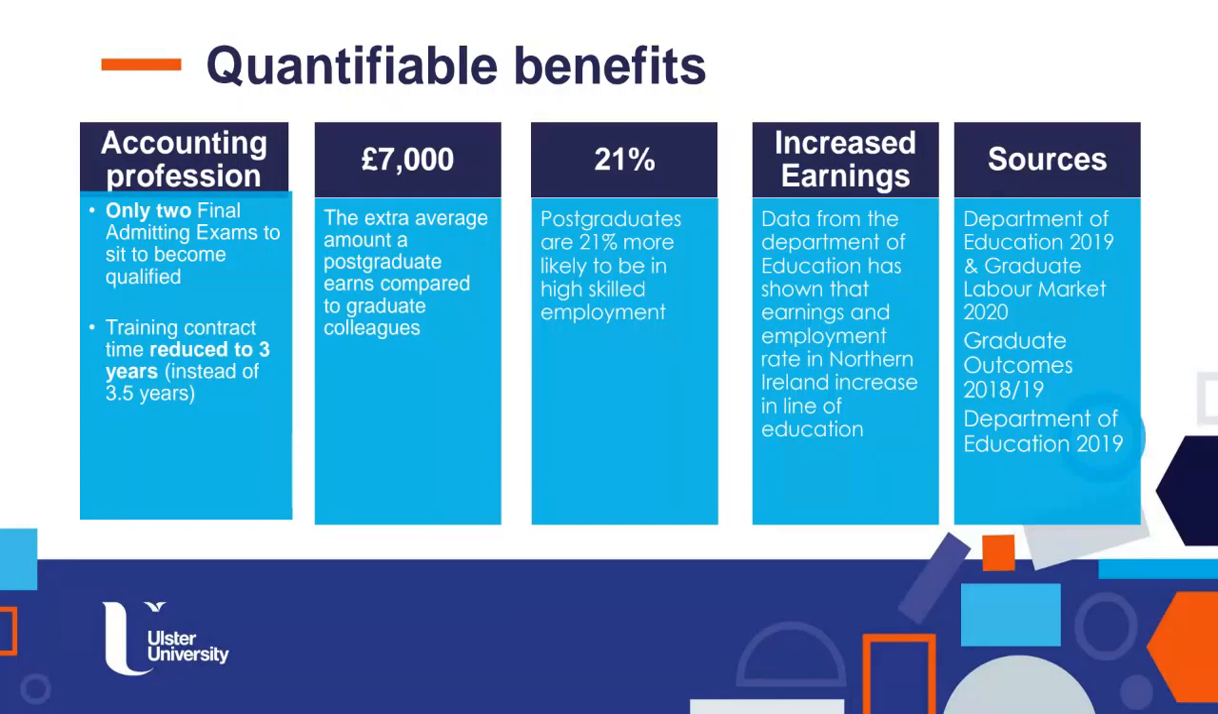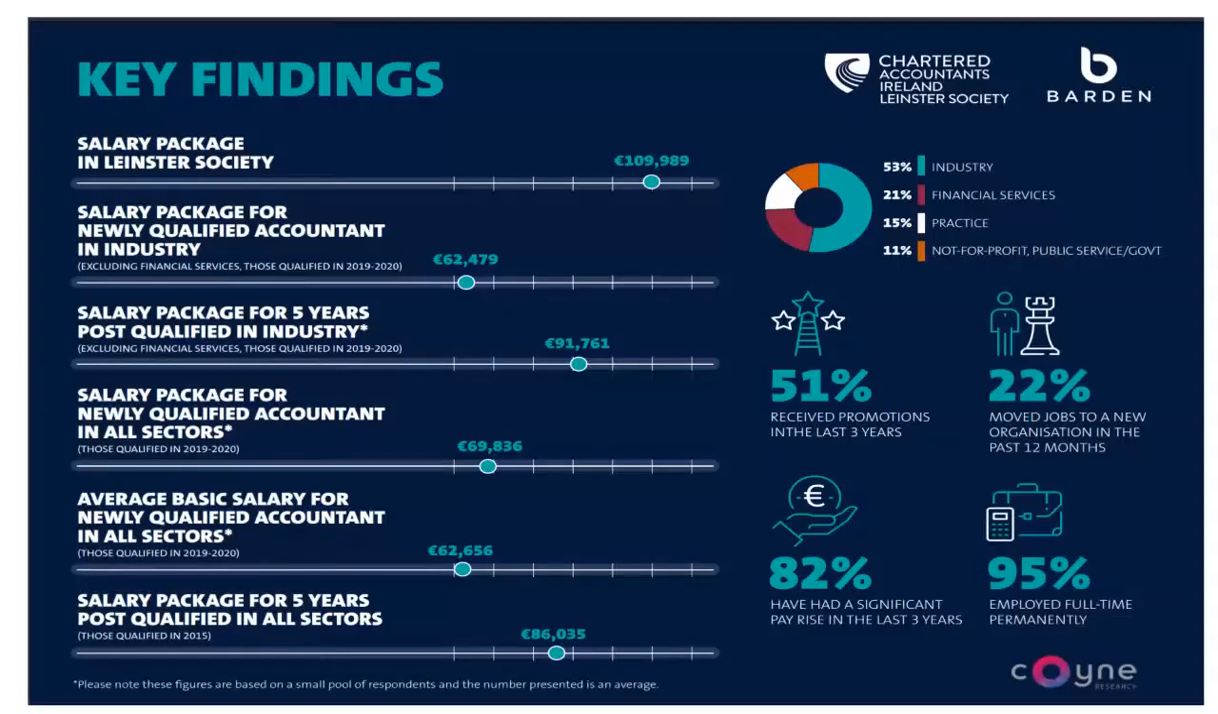You can see some other statistics there that are coming off the recent graduate labour market surveys and the Department of Education surveys. The likes of extra earning potential, 7,000 earned compared to just undergraduates, people with degrees. Postgraduates are 21% more likely to be in high skilled employment. So, not only earning potential, but also your ability to climb the career ladder. And then, increased earning potential, therefore, over the lifetime of your working life.